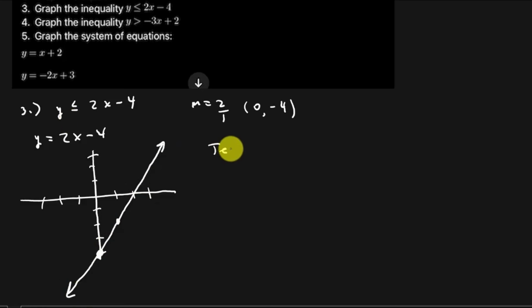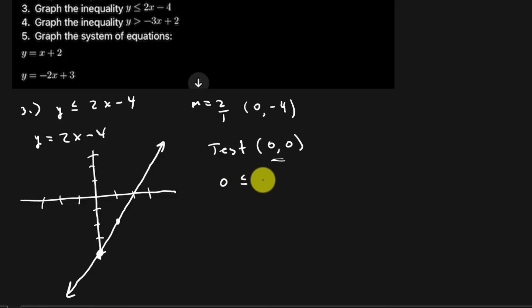So what we're going to do is a test point, and we're going to choose (0, 0). You need to pick some point. It doesn't matter what you choose, whatever point you want. Don't choose a point that's on the line. Choose a point that's not on the line. Then we take this point and plug it back into our inequality and see if we get a true statement or a false statement. I pick (0, 0) because it's the easiest one to do.